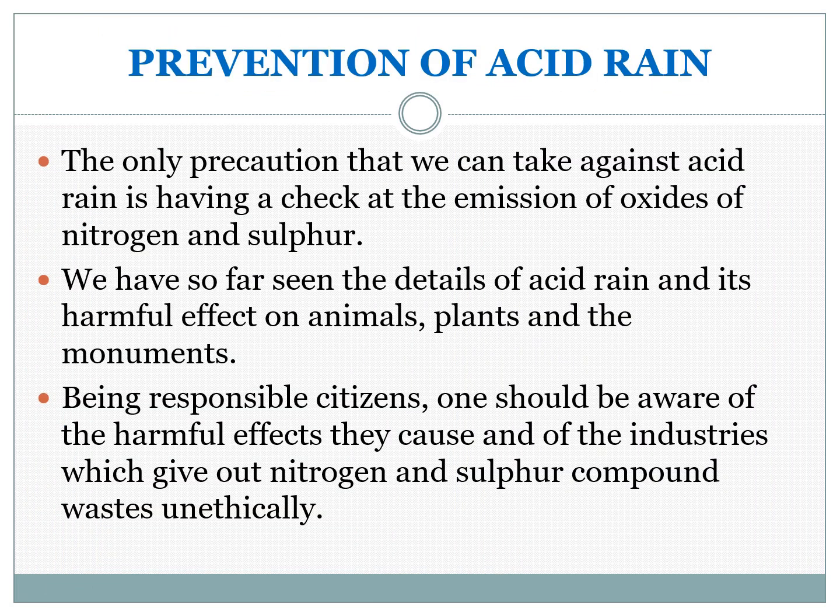So how can we prevent acid rain? The only precaution we can take is to check the emission of oxides of nitrogen and sulfur. We have seen the details of acid rain and its harmful effects on plants and animals. As responsible citizens, we have to be aware of the harmful effects of the emissions of nitrogen oxides and sulfur from the industries which give out nitrogen and sulfur compounds.